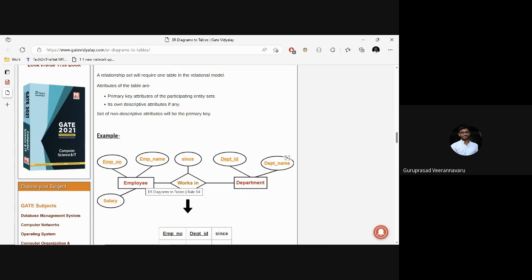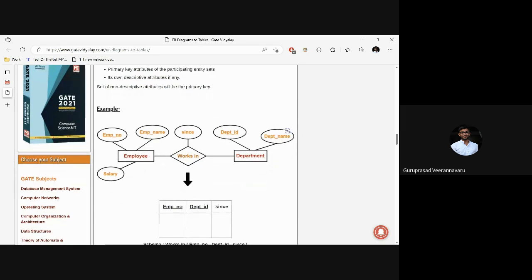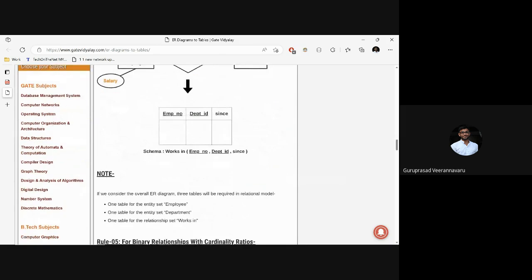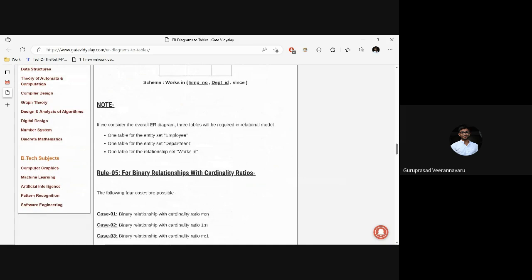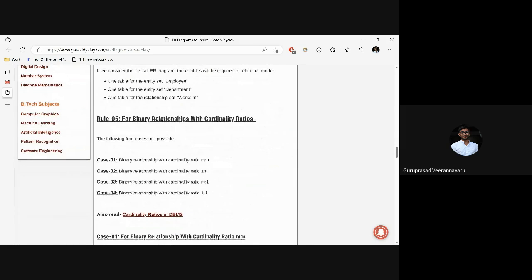So here, if you see, a lot of employees will work in a department. Here employee becomes a separate table, department becomes a separate table, and whatever is the relationship is mapped in a separate table again. Okay. So here you see employee number and department number are taken from both of them, and then you have a sales column. If there is a relationship with different values, we'll see how it is done.